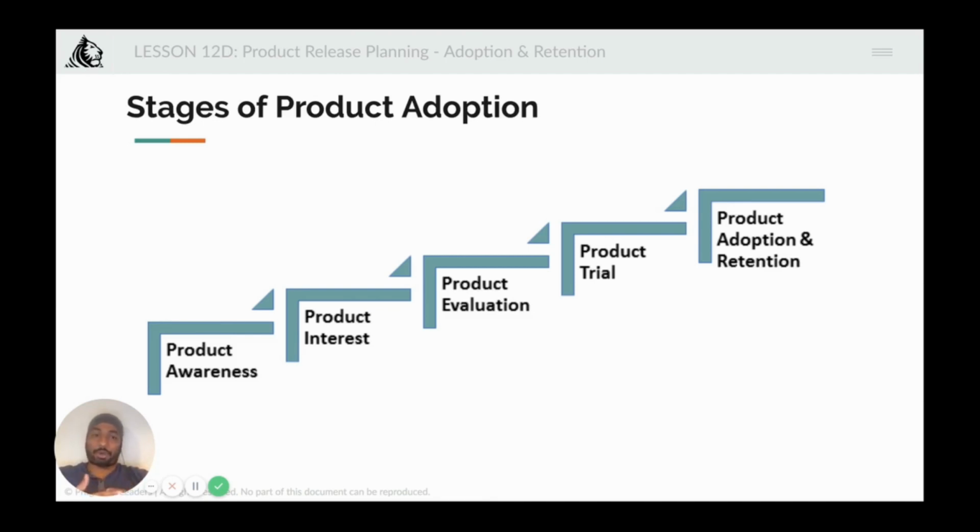So, to get to product adoption, you need to make sure that your product is well known. You have generated some interest among the users. Then your users have evaluated your product, they have given it a shot, they've tried the product, and then finally some of them have adopted it, and some of them have retained in your app or your product.